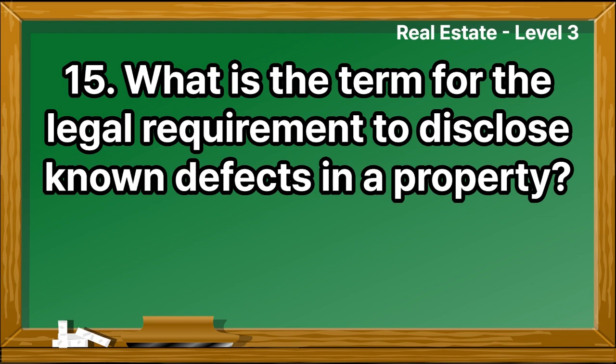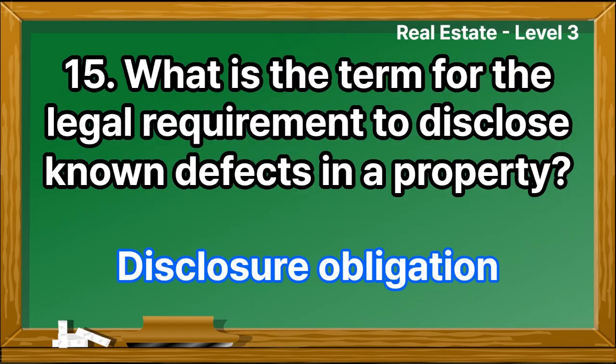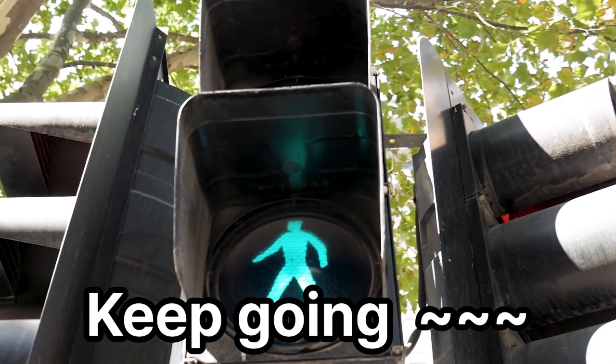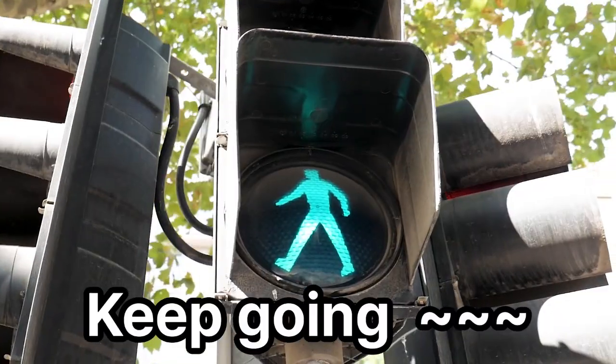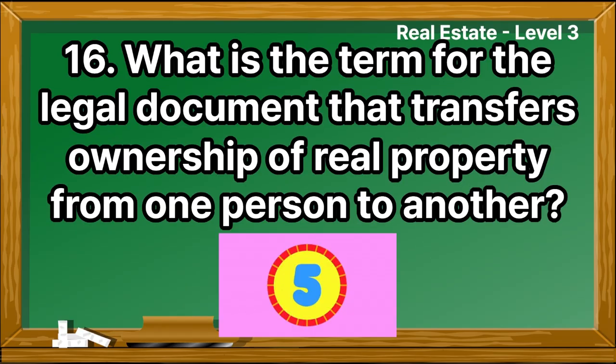What is the term for the legal requirement to disclose known defects in a property? Disclosure obligation. Keep going. What is the term for the legal document that transfers ownership of real property from one person to another? Warranty deed.